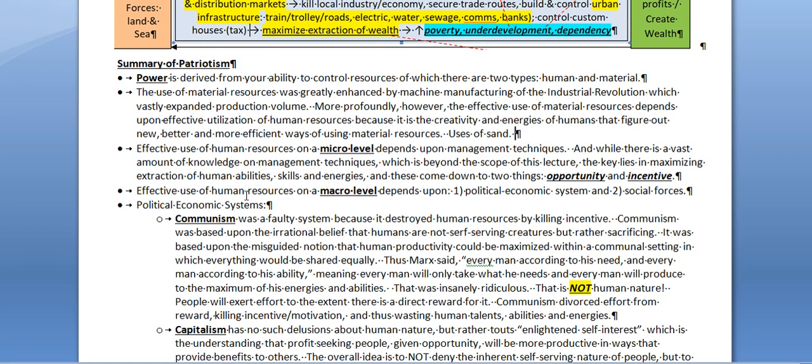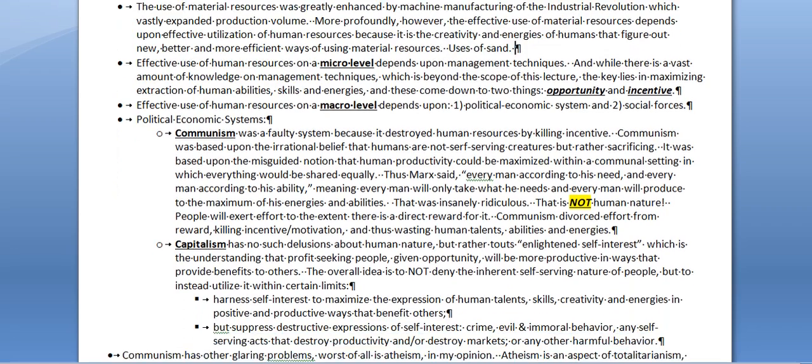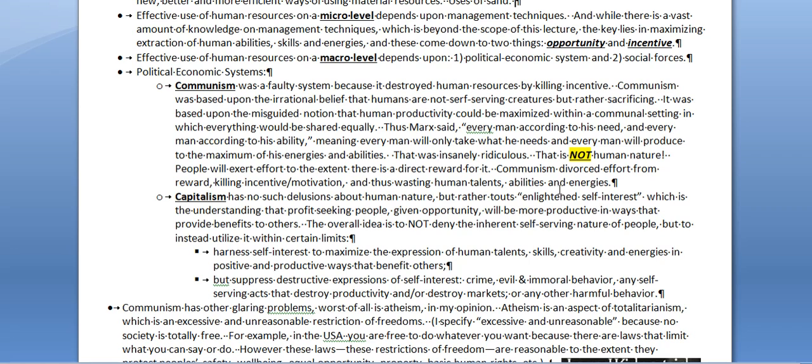Effective use of human resources on a micro level or on a macro level depends upon political economic system and social forces. We're going to look at each of these one by one. So for political economic system, I'm just going to cover two types of systems. One is communism, the other is capitalism.